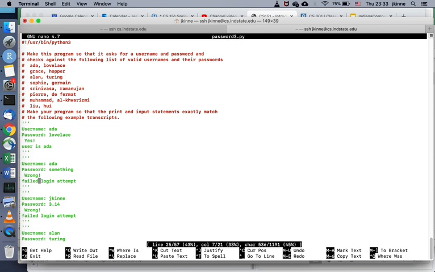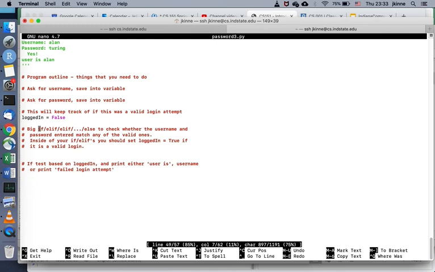That's what's supposed to happen. These are just basically comments up here. Leave those alone so you can refer back to them. And I've given you an outline of what needs to happen. So we need to ask for a username. That's an input statement. We need to ask for a password. That's an input statement.